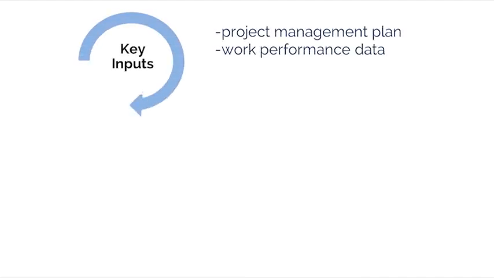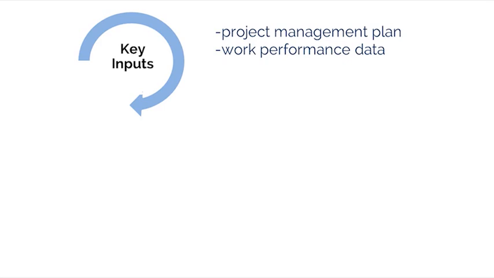The ITTOs for the control schedule process are as follows. The key inputs are project management plan, which contains the schedule management plan and the schedule baseline. The schedule management plan describes how the schedule will be managed and controlled. The schedule baseline is used as a reference to compare with actual results to determine if a change, corrective action, or preventive action is necessary.